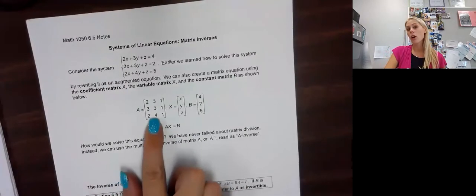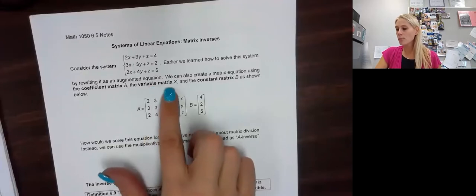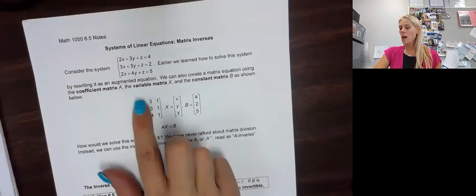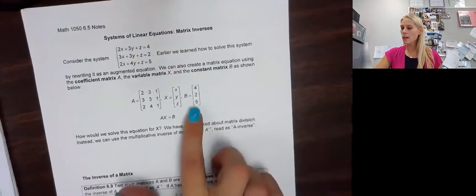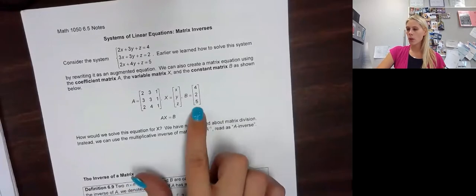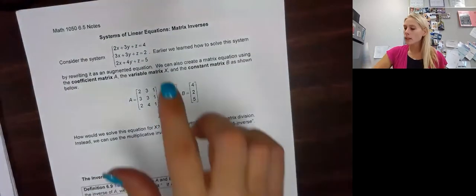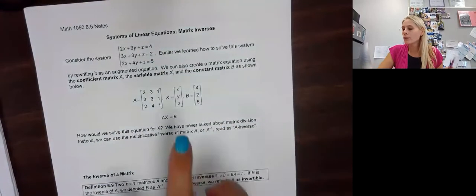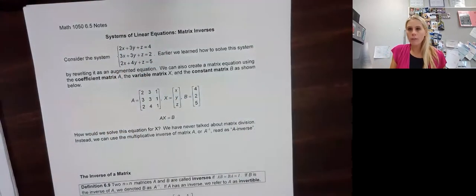So, of course, these are all the coefficients in front of the variables. The variable matrix, which is the order of our x, y, z, right? These are x's, y's, and z's. And then a constant matrix shown below. And then, of course, our constant matrix would be the answers to the equations. And what we need to do is find out what x, y, and z would make all of these true, right?